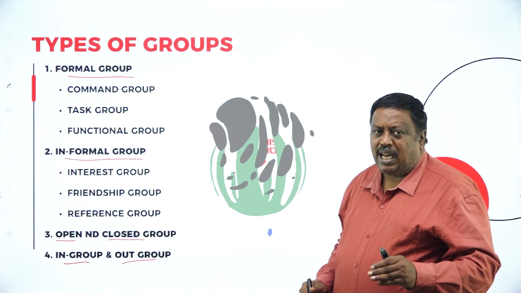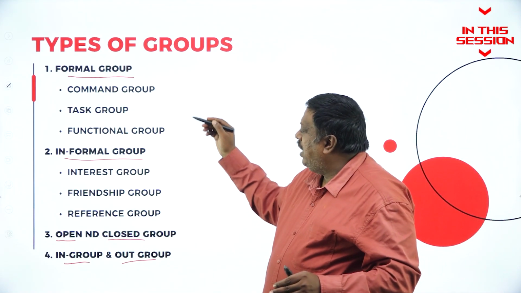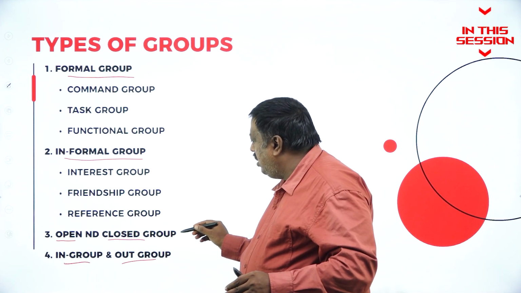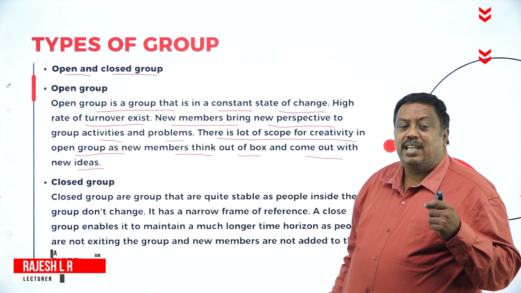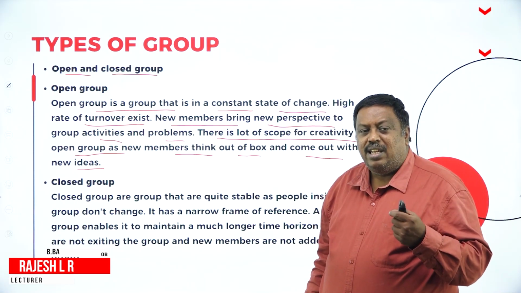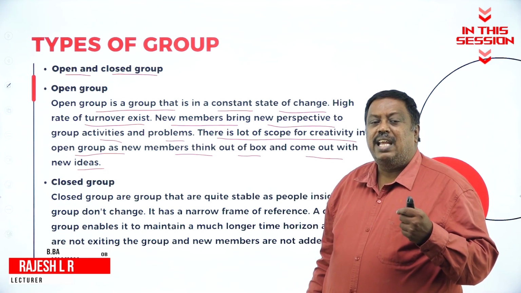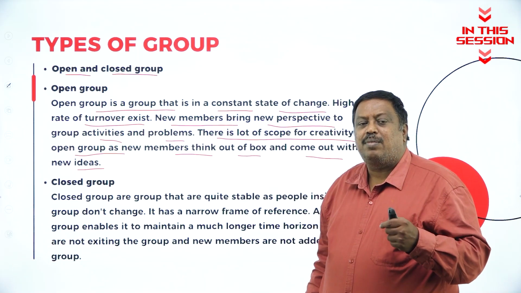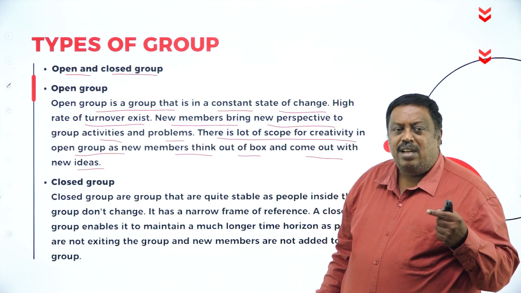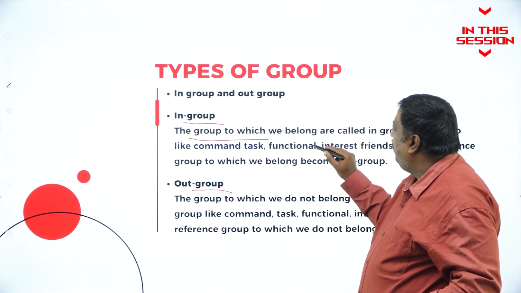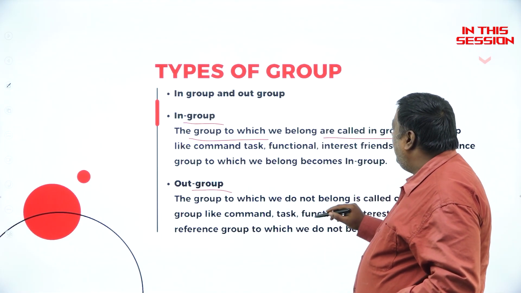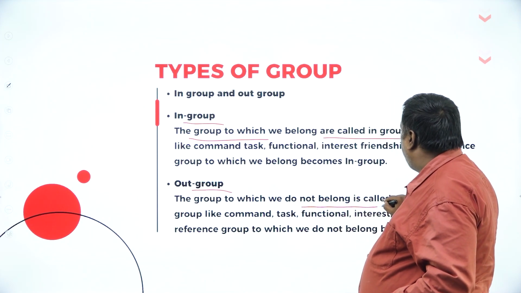Normally, four groups are there. That is formal, informal, open and closed, in-group and out-group. In the open group, the information they are going to share will be shared in such a way that anyone can discuss this information with new ideas and thoughts. The group to which we belong is called the in-group. The group to which we do not belong is called the out-group.